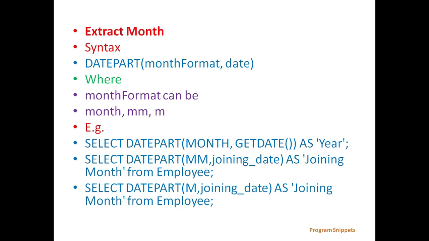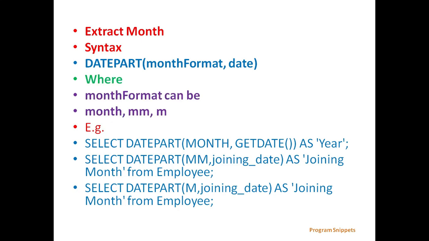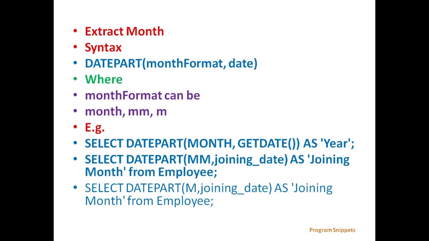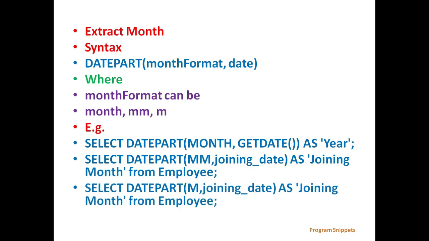Next is extract month. General syntax is DATEPART with parameters month format and date, where month format can be month, mm or m. For example, SELECT DATEPART with parameter month, GETDATE() will return the month of the current date. And if we give SELECT DATEPART with joining date, it will return the month of the joining date for the employee. We can also use m for extracting the month.